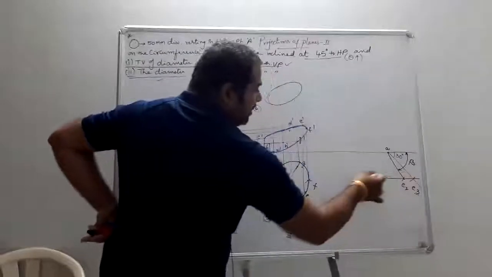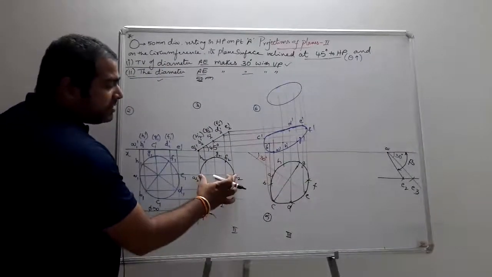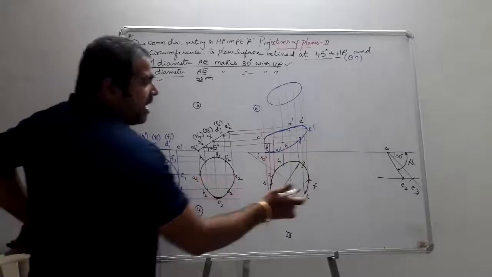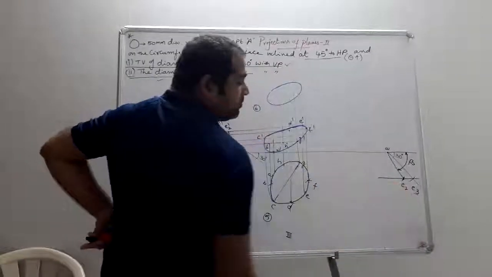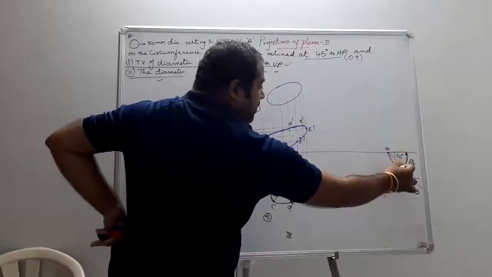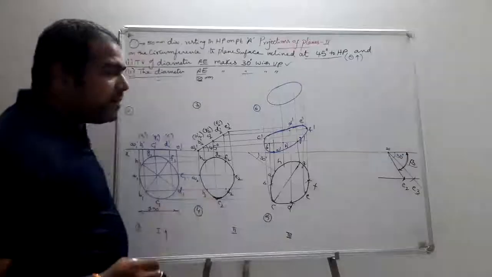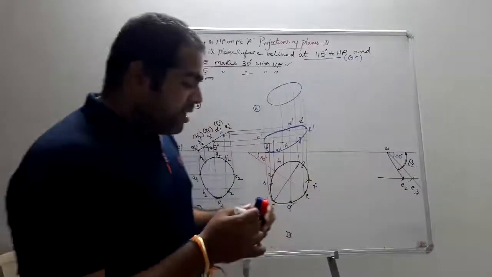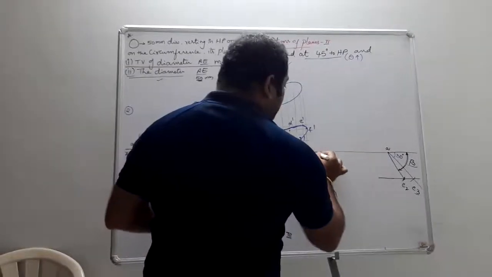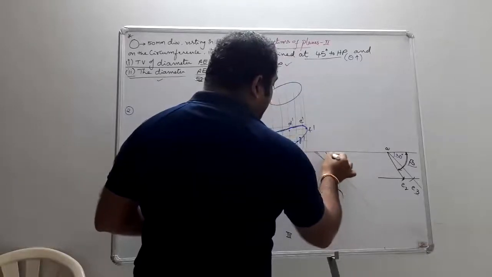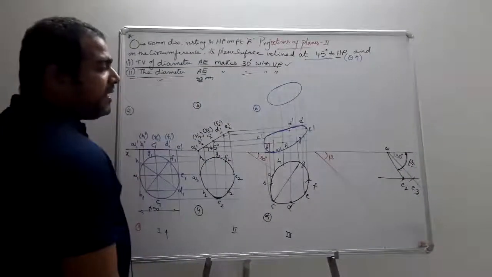Draw a line passing through E3 parallel to XY, that becomes the locus of E. Now take A to E2 as radius, this reduced diameter, again with the same center draw an arc on the locus. Mark it as A to E2. Now consider the inclination between the horizontal and this E2, that inclination is beta. Measure this beta. Now simply draw a line of beta. That is the apparent angle. Okay.